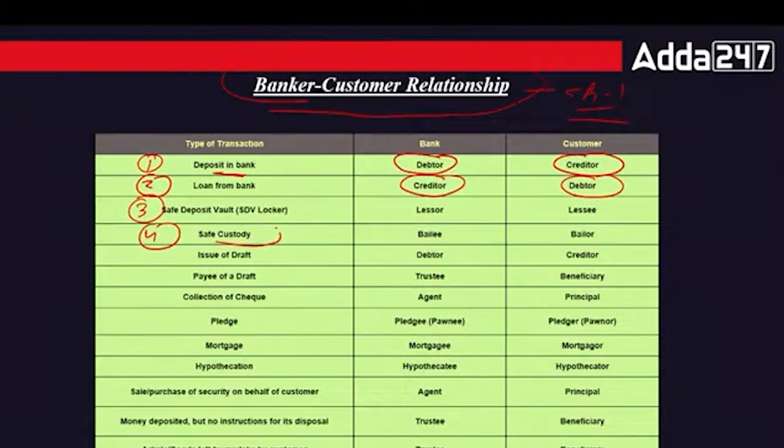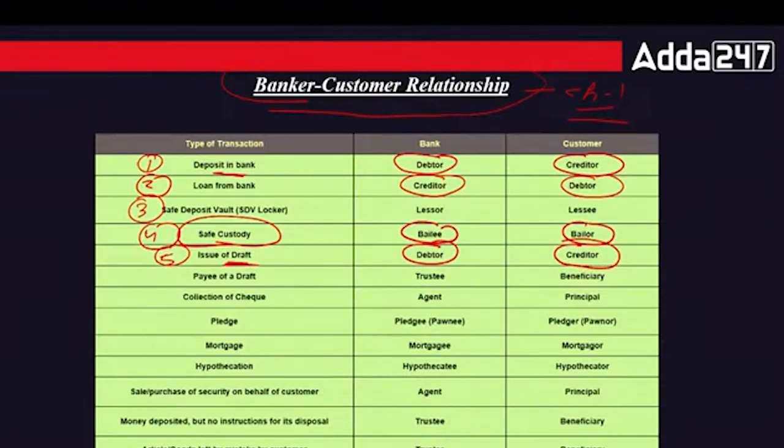Now I'm keeping some document into the safe custody of the bank. In this case the bank becomes the bailee and I become the bailer, because those goods belong to me. I become the bailer and the bank is the bailee. In the case of issue of draft, what will happen in this case? Issue of draft, the bank will be the debtor and I will be the creditor, because the bank is issuing the draft for me.